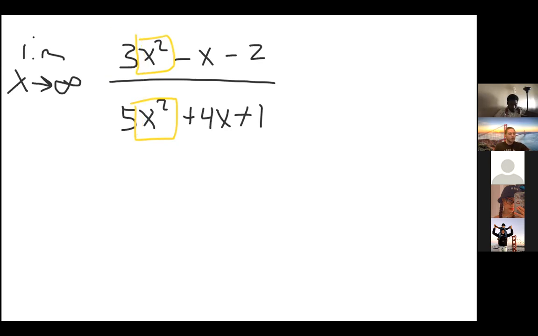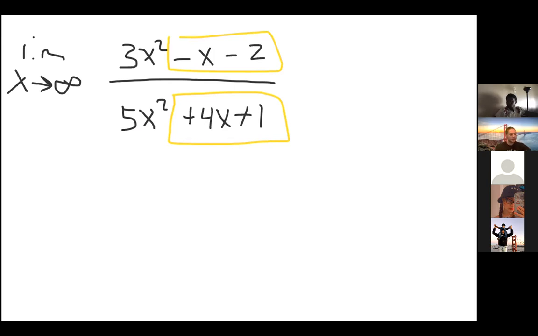And I know you're probably thinking, well, wait a minute, what about the 4x plus 1 and the minus x minus 2? That's a valid question. What happens to those terms? Because obviously we're plugging in infinity to x and infinity into the 4x at the bottom. Well, this is not so good an explanation. I'll go ahead and prove it after this.